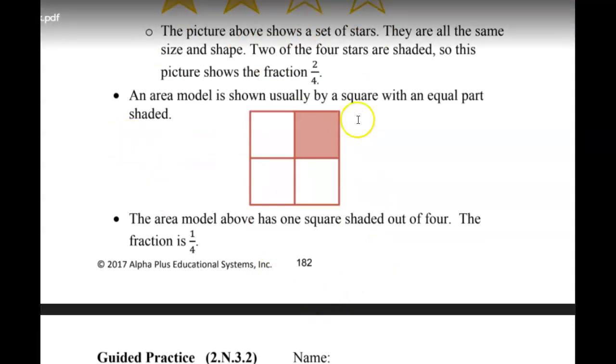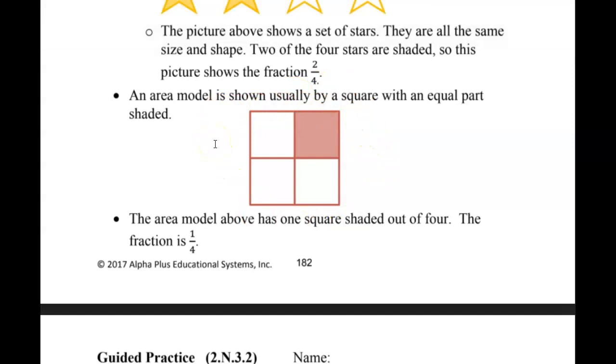Okay, let's look at our square here. An area model, that's what this is called. An area model is shown usually by a square with an equal part shaded. So there's 4 equal parts here. They're all about the same size. 1 is shaded in. The area model above has 1 square shaded out of 4. The fraction is 1/4.